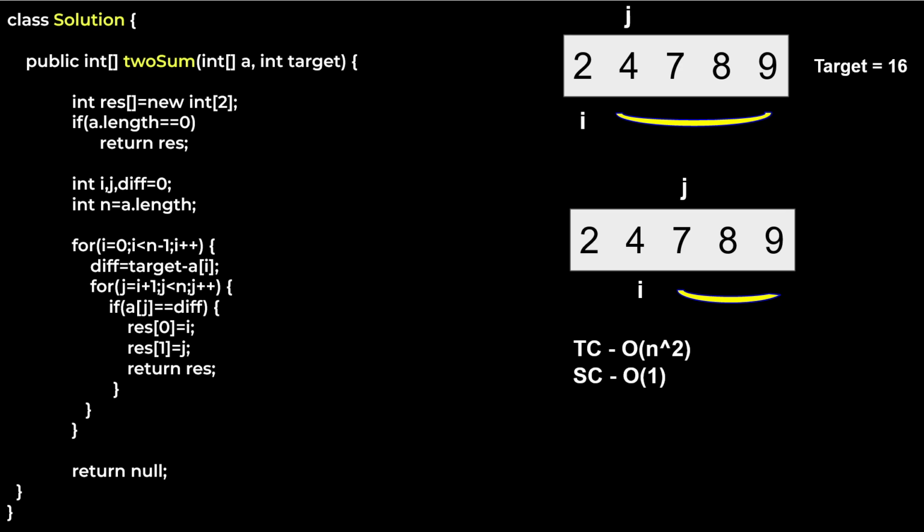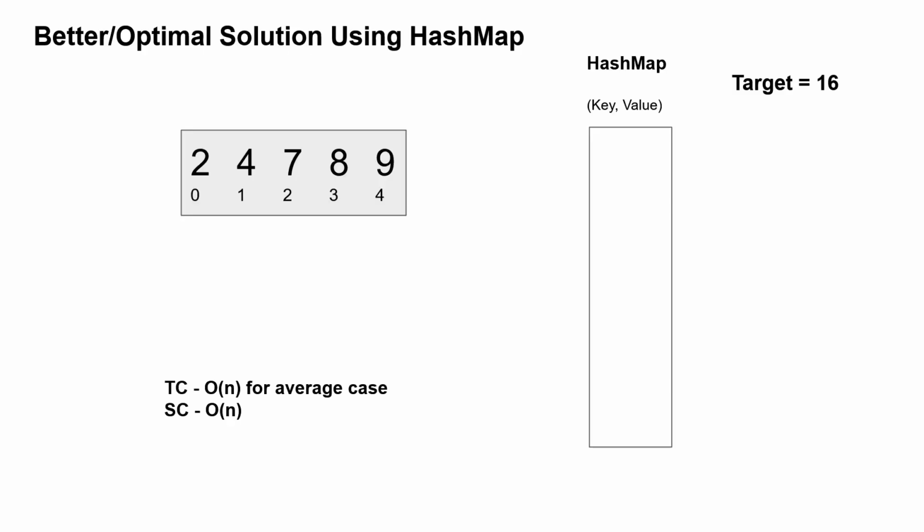The time complexity of this solution is O of n square and the space complexity is O of 1. Since for every element we are traversing the whole array, the time complexity would be O of n square. So we should now think about optimizing our current approach. So we can optimize it by using a hash map.